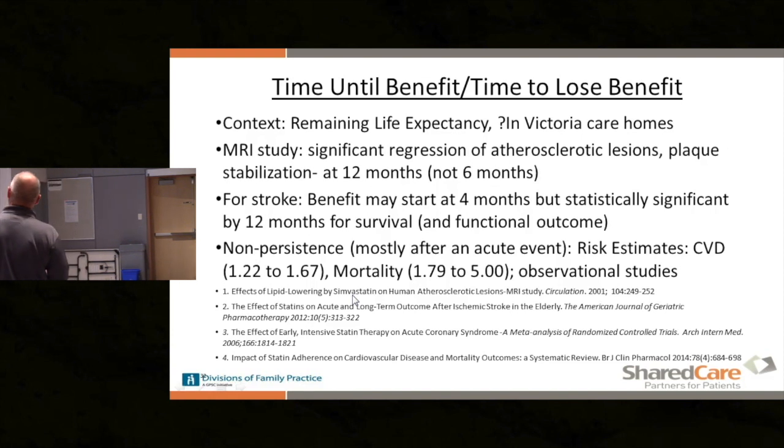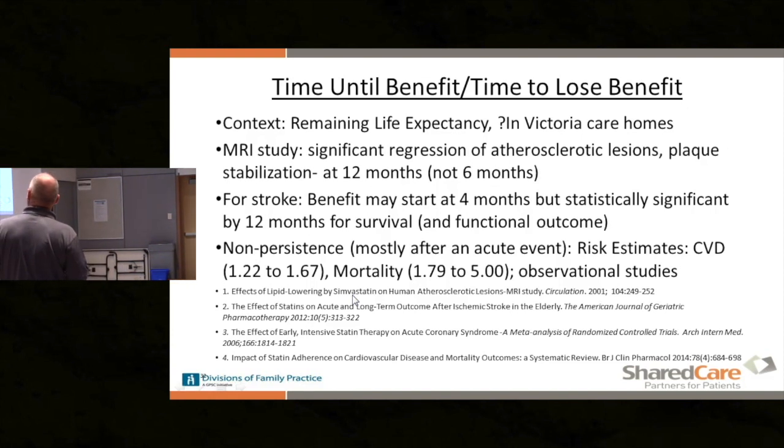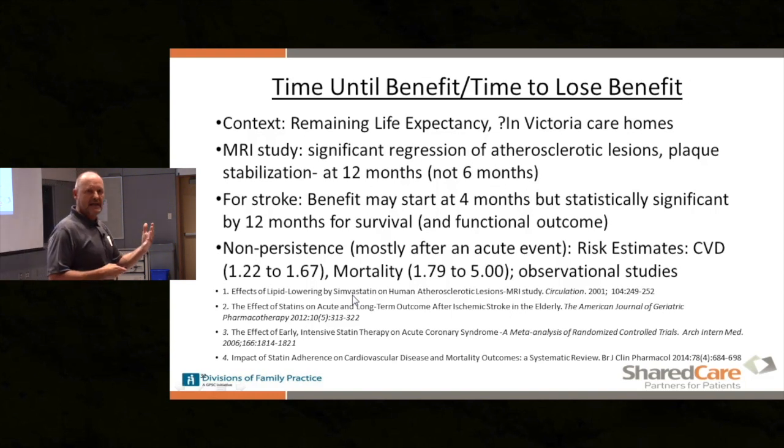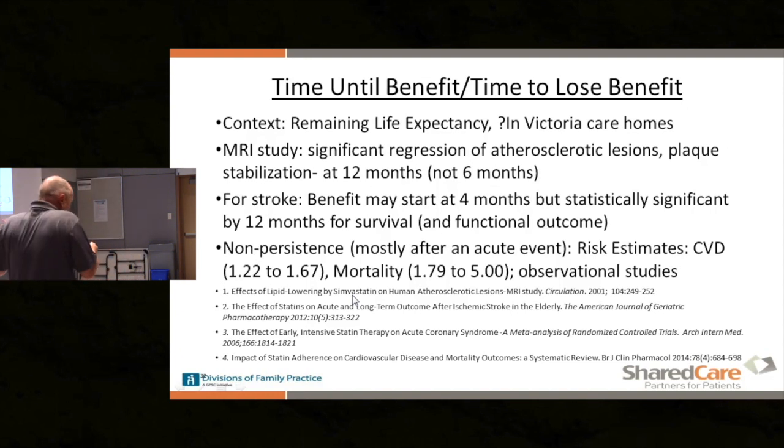I paraphrased, in the province, a remaining life expectancy of 18 months on average. There was an MRI study that looked at regression of plaques and plaque stabilization by giving statins, and it was 12 months by the time the plaque was actually stabilized. So would it take that length of time, as you withdraw statins, for the plaque to become unstable and therefore cause a cardiovascular event? We don't know, but we try to look at it this way.